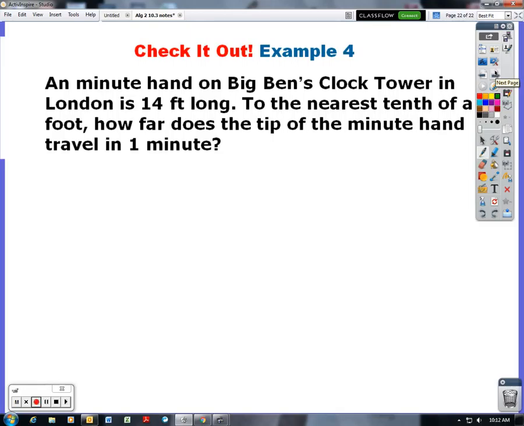A minute hand on a Big Ben clock is 14 feet long. There's a radius right there. To the nearest tenth of a foot, how far does the tip of the minute hand travel in 1 minute? So I'm going to just think about this. On a clock, this is the hour hand. It travels all the way around in 1 hour. So in 1 minute, it's going 1/60th of the way around. And all we really need to figure out is 1/60th of the circumference. That's pretty straightforward. And the circumference is 2 pi r, 14 feet.